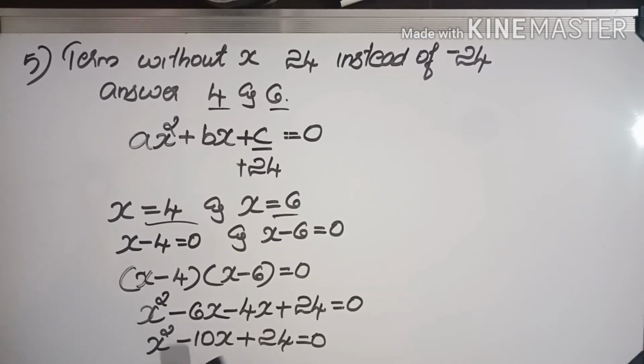x square and minus 10x are correct. Only the wrong part comes here. So 24 changes to minus 24. Before that, I will show you one more example in order to clear this.